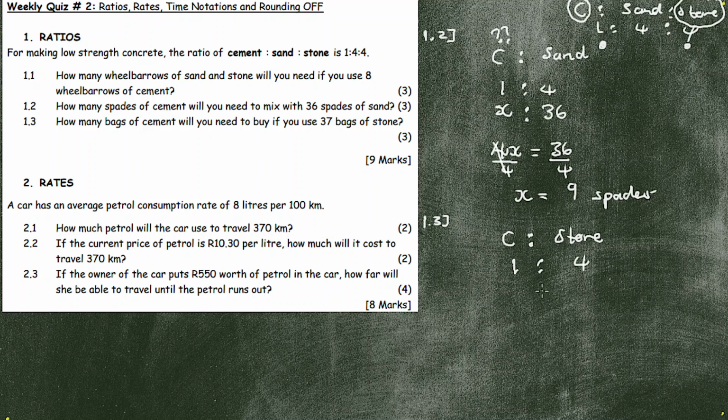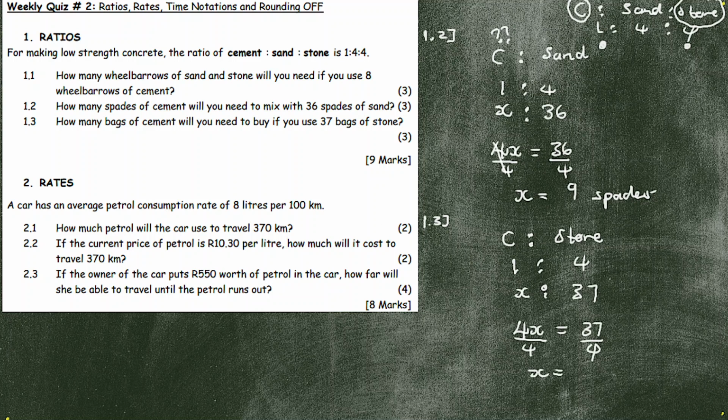So in this case, we are given how many bags of stone? 37. How many bags of cement will I need? I don't know. I'm putting an x. I cross multiply. That's 4x. 1 times 37. That's 37. Divide both sides by 4.